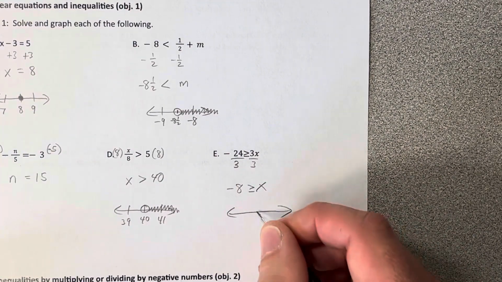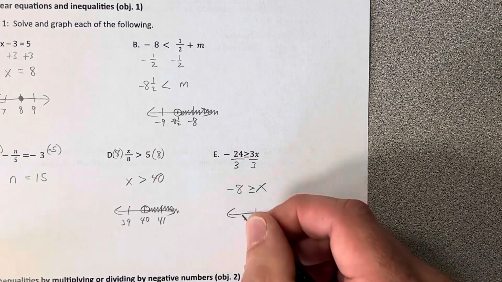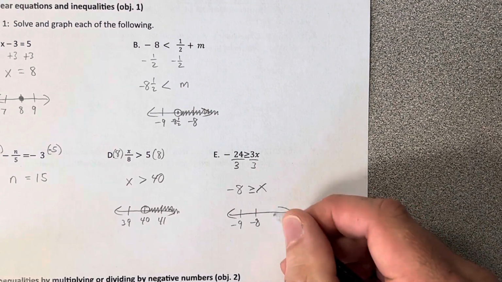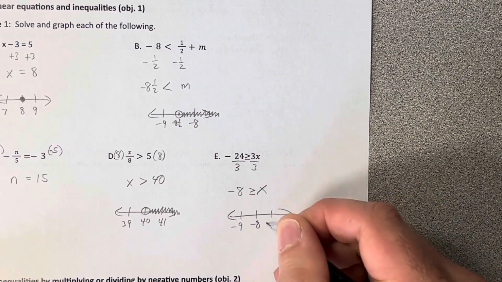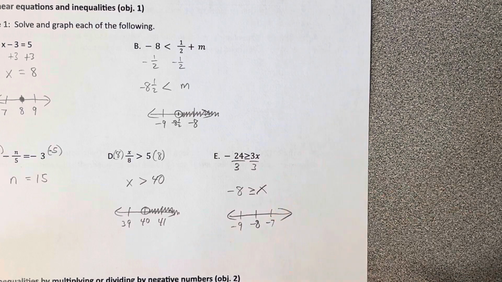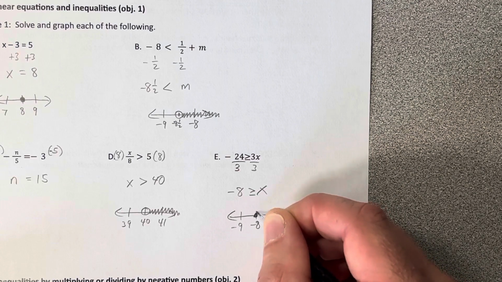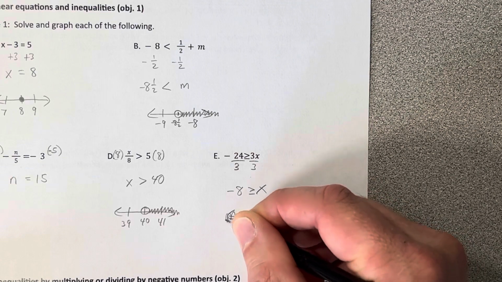And because it's an inequality, we'll graph it. So to the left of negative 8, it's going to get bigger, a more significant negative. So it's going to be negative 9. To the right, negative 7. And in this case, we can be equal to negative 8, so we're going to put a dot. And since it says less than or equal to, we'll shade to the left.